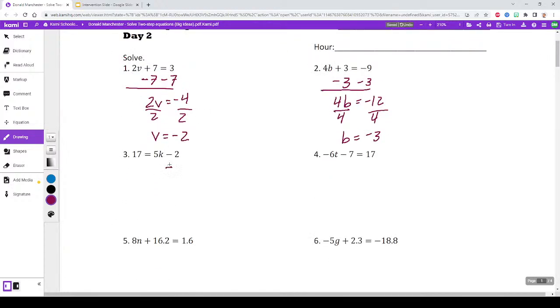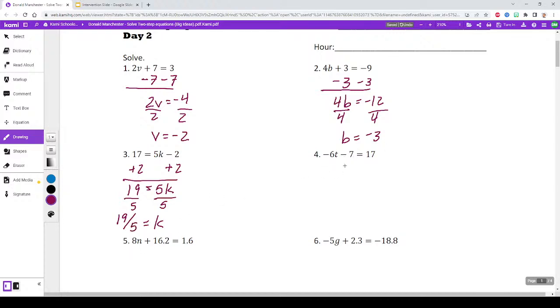The way that we undo subtraction is by addition. So we add 2 to both sides. That gives us 5k equals 19. We're going to divide both sides by 5. And since we weren't given a decimal and we weren't given a fraction to start with, I'm just going to leave it as 19/5 because that's the simpler way to write that.